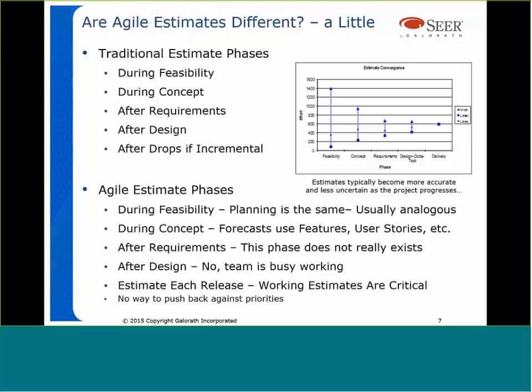Okay. So are Agile estimates really different? Just a little bit. It's not that they're different, it's just where they're delivered that's a little bit different. If we look at the top part of the screen, we have our traditional phases of estimates. During feasibility, that's when you know the least about a project, and you're probably doing a high-level ROM estimate, maybe using analogies, pairwise comparison, something like that.